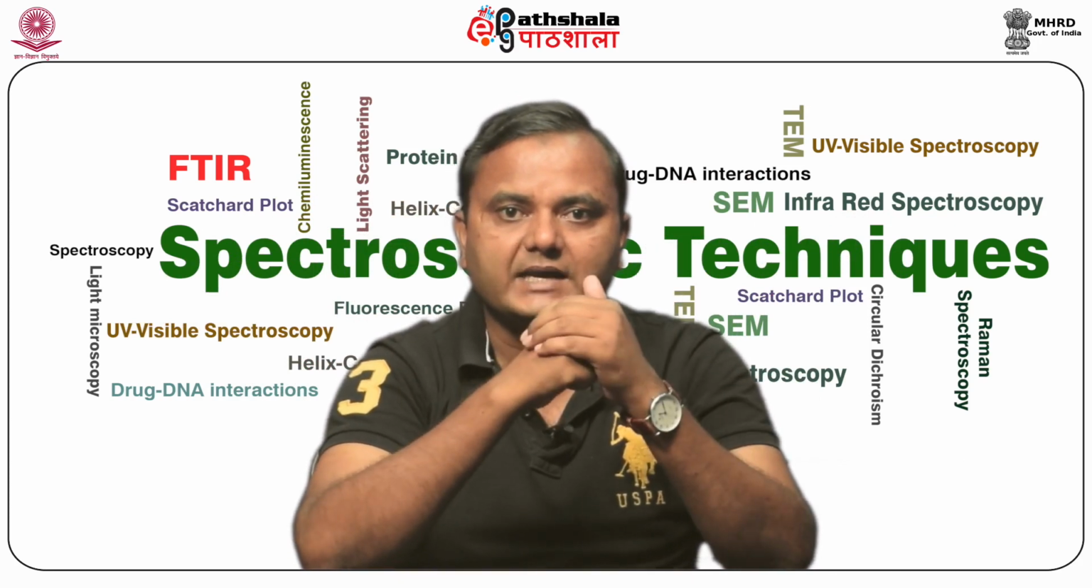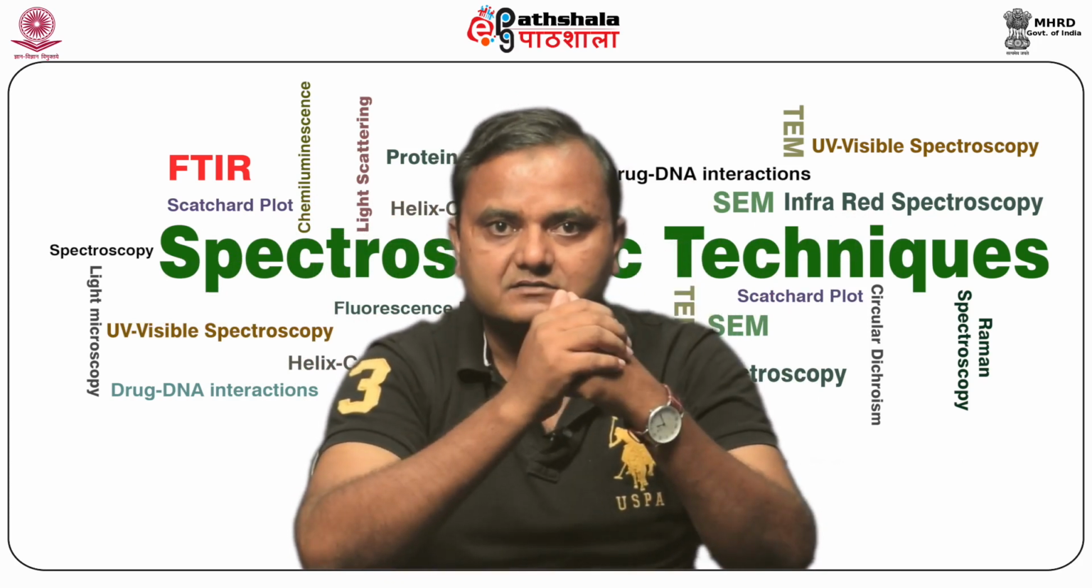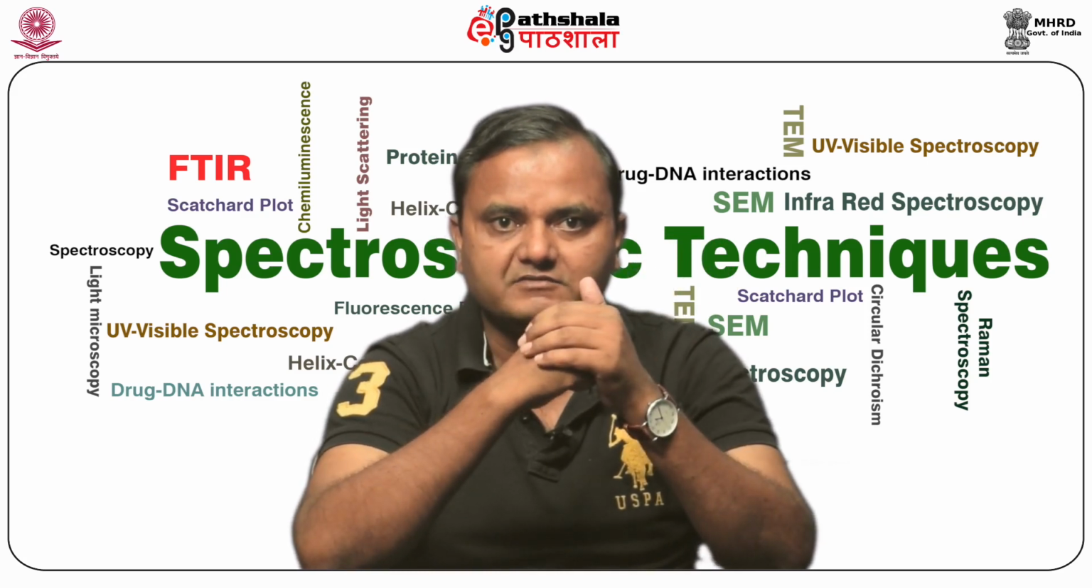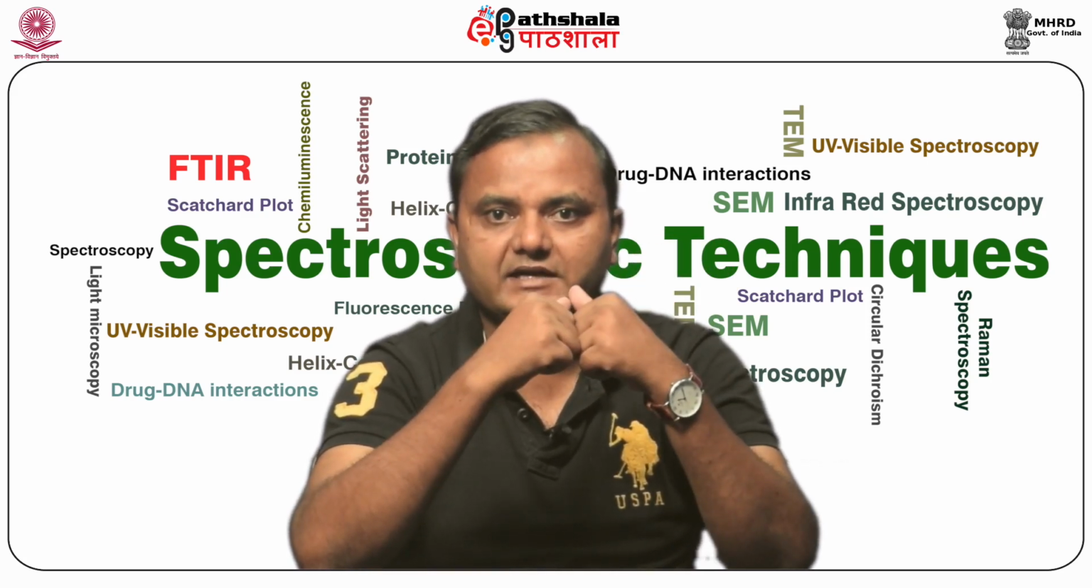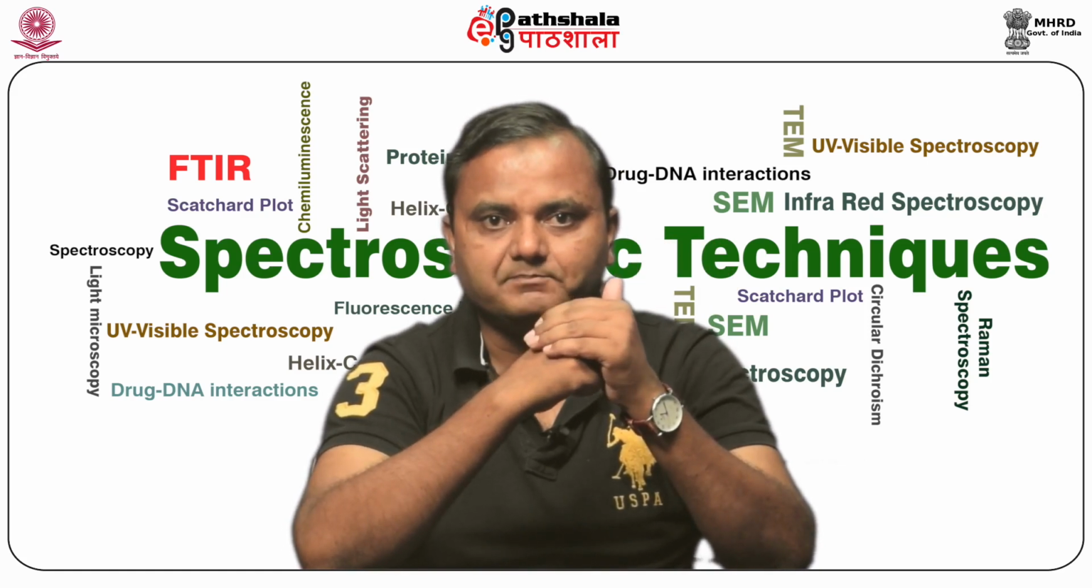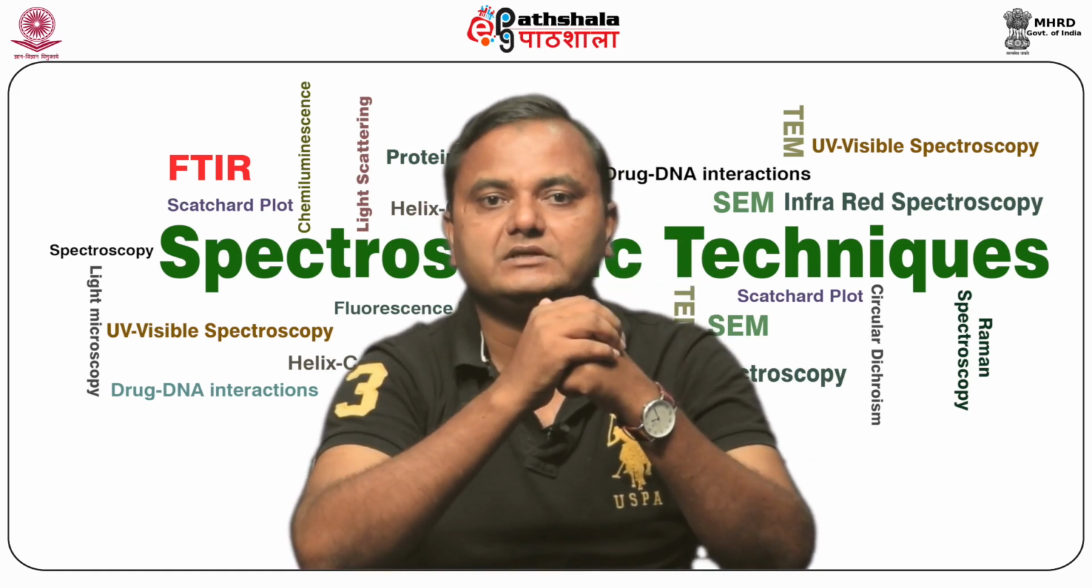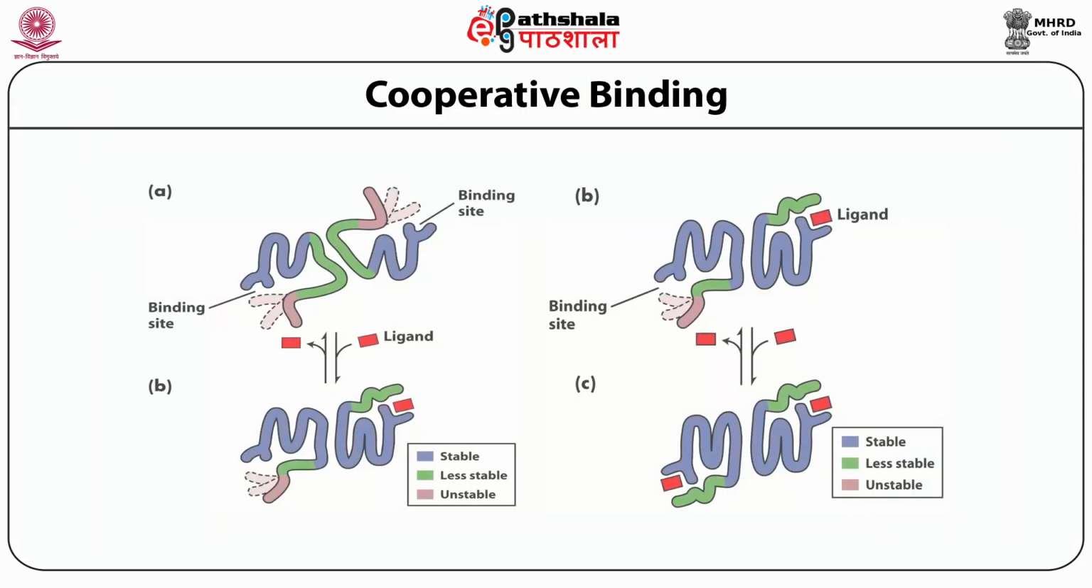The first modeling approaches describing cooperative binding were proposed by A.V. Hill at the beginning of the 20th century by analyzing the binding of oxygen to human hemoglobin. Here I try to show the cooperative binding. Here you can see two binding sites, and binding to one site affects the binding to the other site. This is known as cooperative binding.